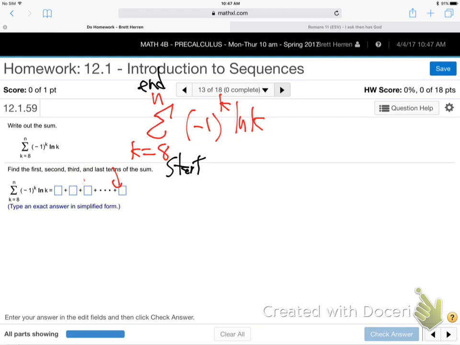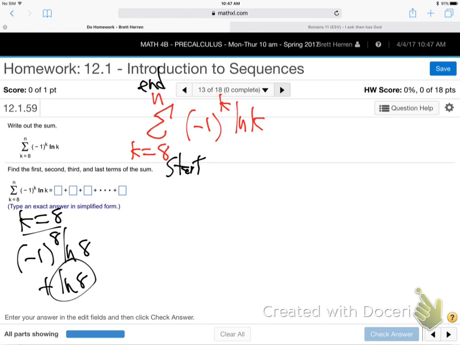How we doing? So negative 1 to the 8, natural log 8. Plug in 8 there. Now, what's negative 1 to the 8th power? Yeah, positive 1, huh? Positive 1 because it's an even amount of negative signs. Negative 1 an even amount of times can be positive, and just ln of 8. You're just going to leave it. See how they say exact answer? You don't want to get a decimal there. So just leave that ln 8.